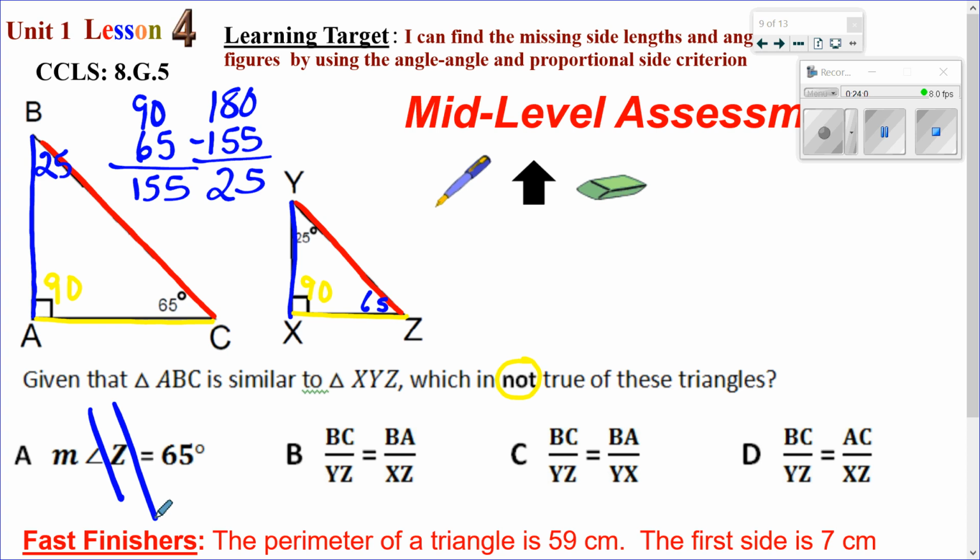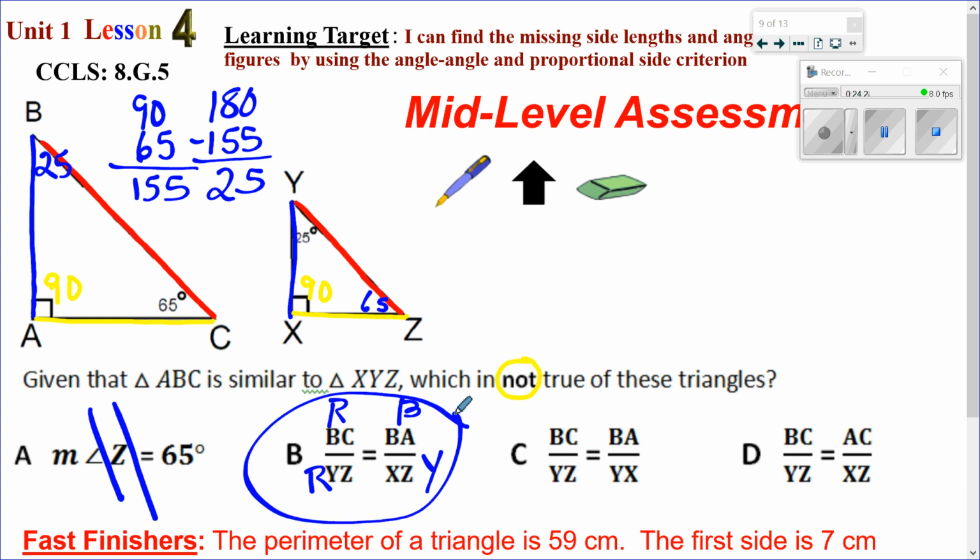BC, which is in red. Now look how I put the colors. R for red. YZ is red. BA is blue. And XZ is yellow. Red to red, this should be blue to blue. This is not true, so this is the answer so far.